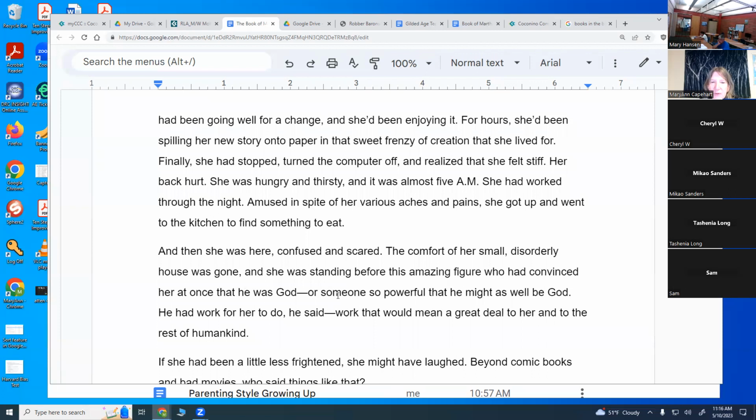And then she was here, confused and scared. The comfort of her small, disorderly house was gone, and she was standing before this amazing figure who had convinced her at once that he was God, or someone so powerful, he might as well be God. He had work for her to do, he said, work that would mean a great deal to her and the rest of humankind. Right, we'll stop there for a second.